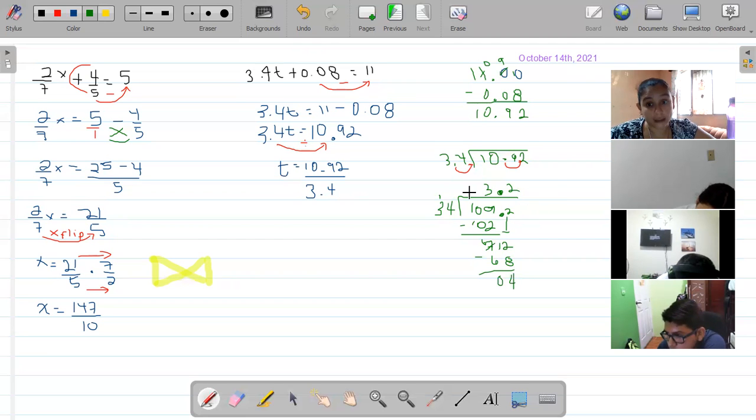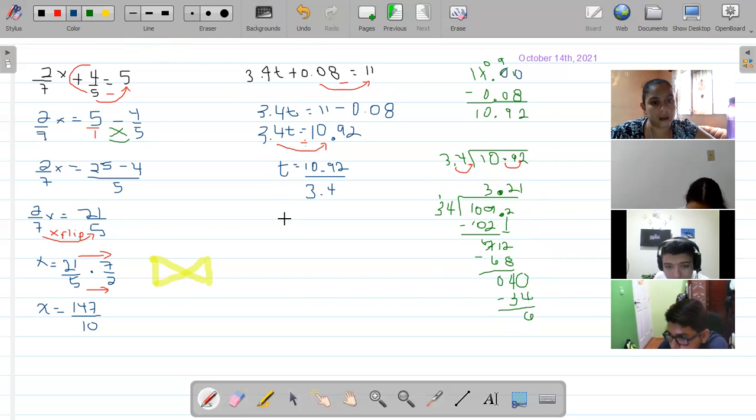I'm going to add one more because I want to have my answer with two numbers after the decimal point. I'm going to add a 0 in here, it doesn't exist up here, so I'll just place it in here. How many times does 34 fit in 40? One time. That will be 34 because 34 times 1, that's 34. And I subtract it and I have 6. And I'm going to leave it in there. So I'm going to say t is equal to 3.21. And that is my final answer.